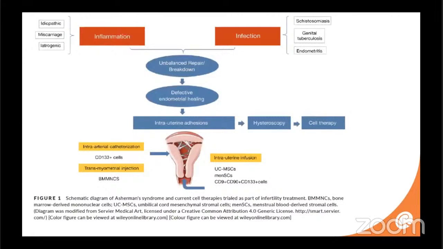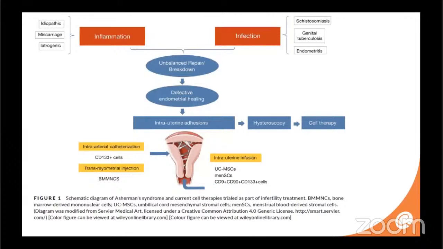What they included in that was that, due to infection and inflammation from various exogenous factors, there was an unbalanced breakdown or repair of the endometrium, which resulted in defective endometrial healing. This defective endometrial healing then led to intrauterine adhesions. These intrauterine adhesions were dealt with in two manners. One is hysteroscopy, because obviously you need to release those intrauterine adhesions. And secondly, by cell therapy.